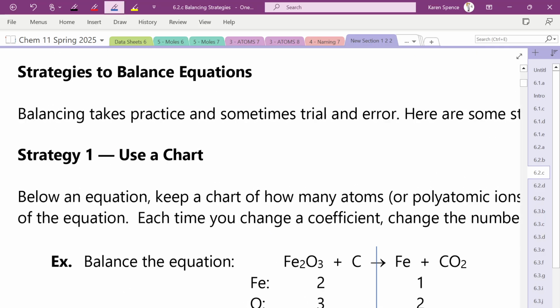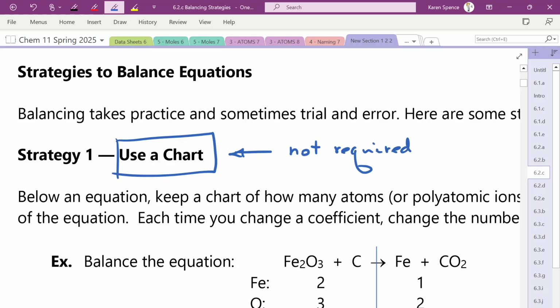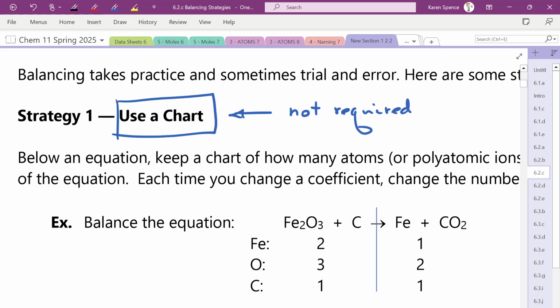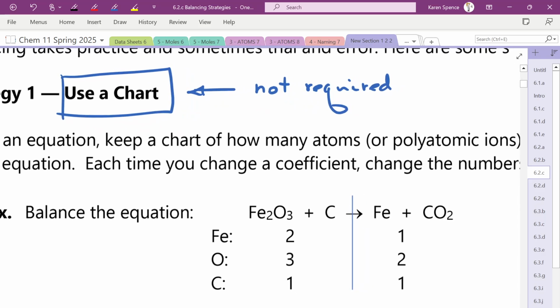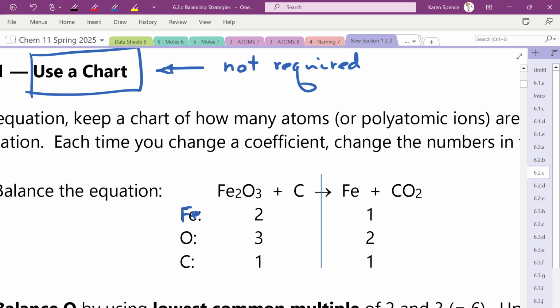Okay, so let us look at our first strategy for balancing reactions. Strategy number 1 is to use a chart. This is not required. However, it is useful, okay? So how do we make a chart? Basically what we do is we say, okay, I've got iron is one of my elements here. I've got oxygen. Why did I just make the iron illegible? That's not very helpful. So we have iron, we have oxygen, and we have carbon. And we have those both on the left-hand side and on the right-hand side.